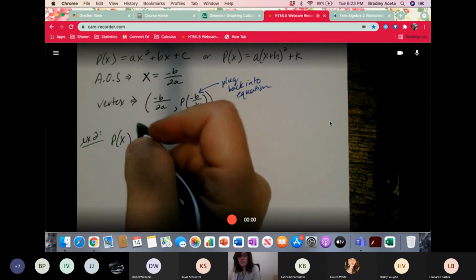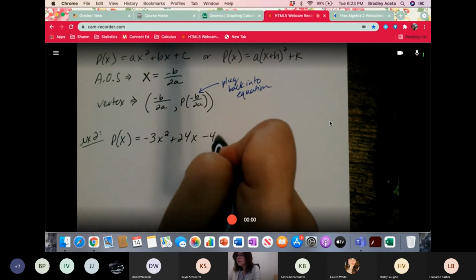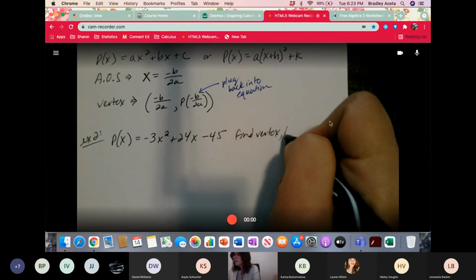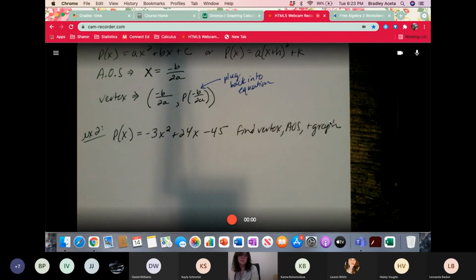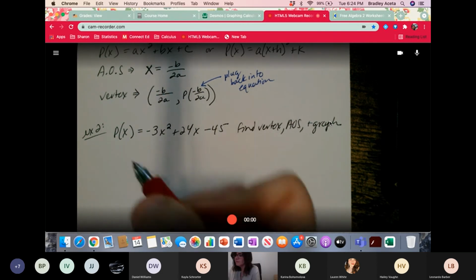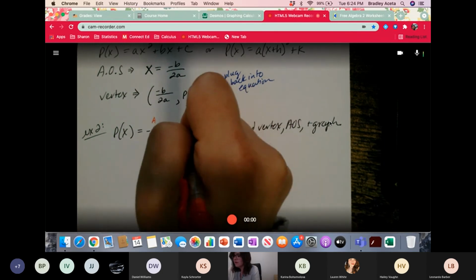So here is p of x equals negative 3x squared plus 24x minus 45. And it says find the vertex, axis of symmetry, and graph. And again, I know you can easily put it in your calculator, and you can read a lot of things, but let's find the axis of symmetry and vertex by using the formulas. Okay, so this is your A because it's next to the squared. This is your B, and this is your C.